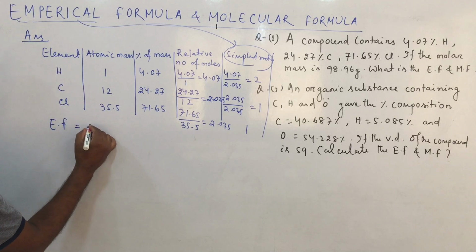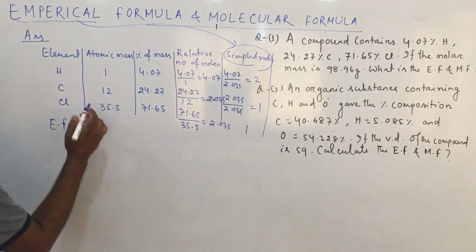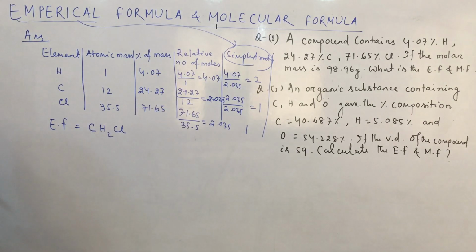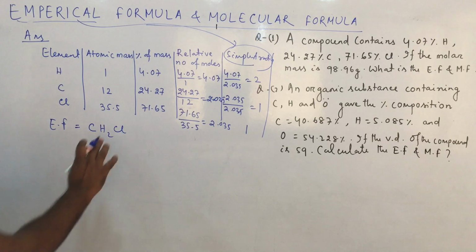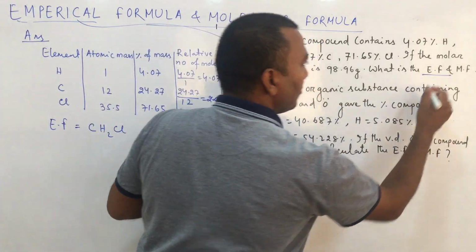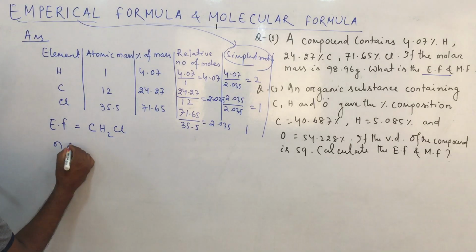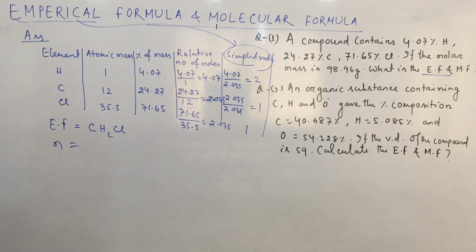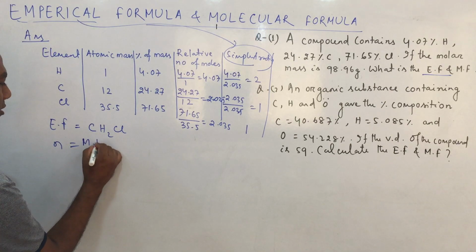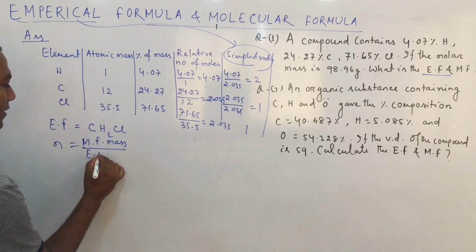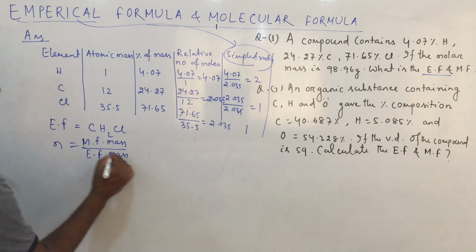The empirical formula is C1H2Cl1. So we got the empirical formula, which was the question. Next is the molecular formula. So first we will calculate what is N. N equals the molecular formula mass divided by the empirical formula mass.